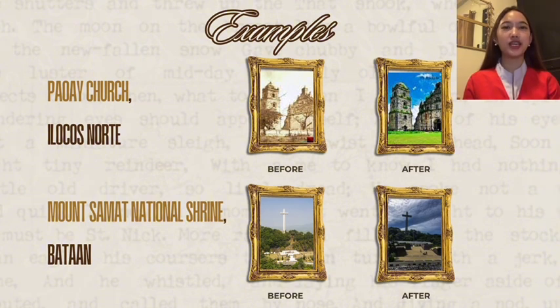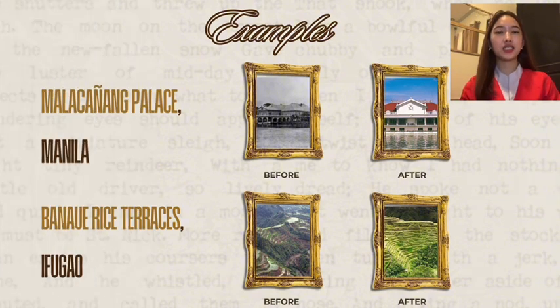As a UNESCO World Heritage Site, it holds immense historical value and represents a key part of the Philippines' religious heritage. Next is the Mount Samat National Shrine in Bataan. This shrine honors the courage of Filipino and American soldiers who fought during World War II, reflecting its deep historical and cultural importance. Next is Malacanang Palace in Manila. Malacanang Palace is the official residence of the President of the Philippines and has played a pivotal role in the nation's history since the 18th century.